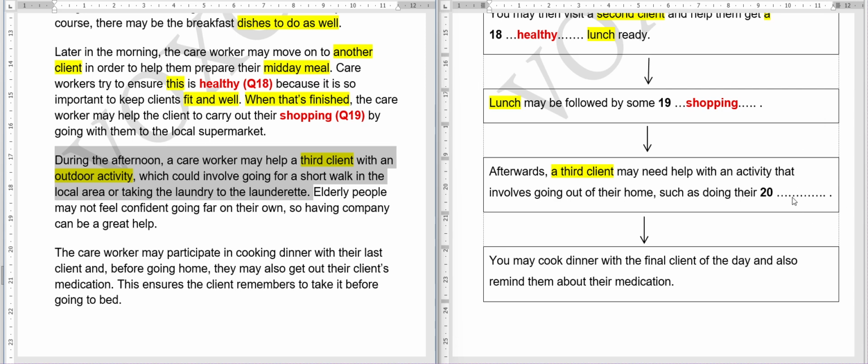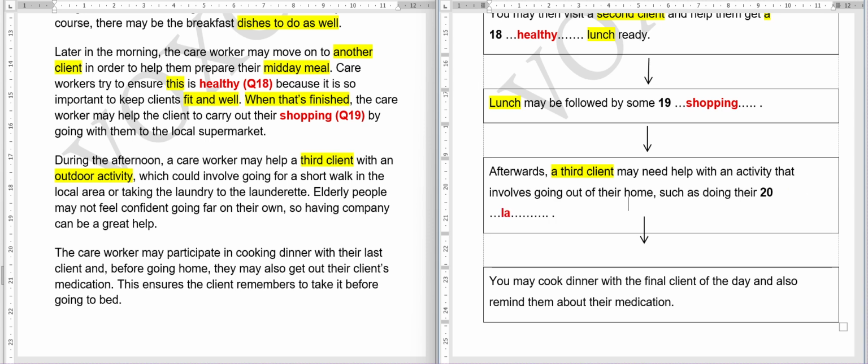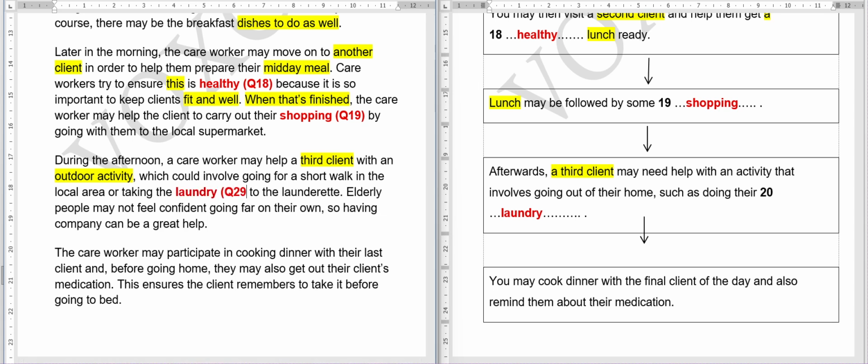Time's up. I'm going to write the answer here and see if you are able to figure out the correct answer or not. And the answer is laundry. Let me highlight the answer here also. This is question number 20.